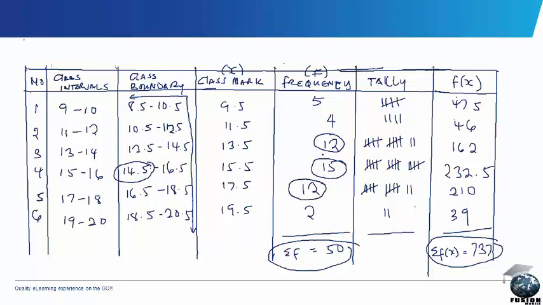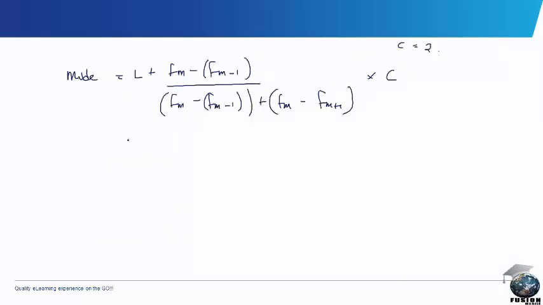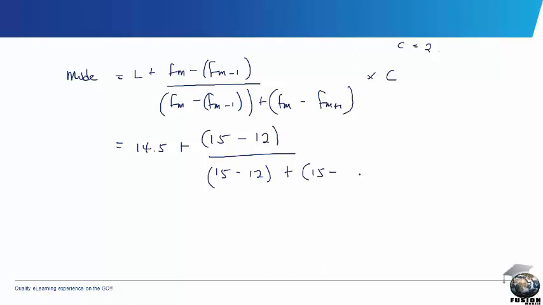I think we can get these things together: 14.5 as the lower class boundary. Then we go back to our computation. The lower class boundary is 14.5. The frequency of the modal class is 15, the frequency before the modal class is 12, plus the frequency of the modal class 15 minus the frequency after the modal class 12, and we said the class size C is equal to 2.